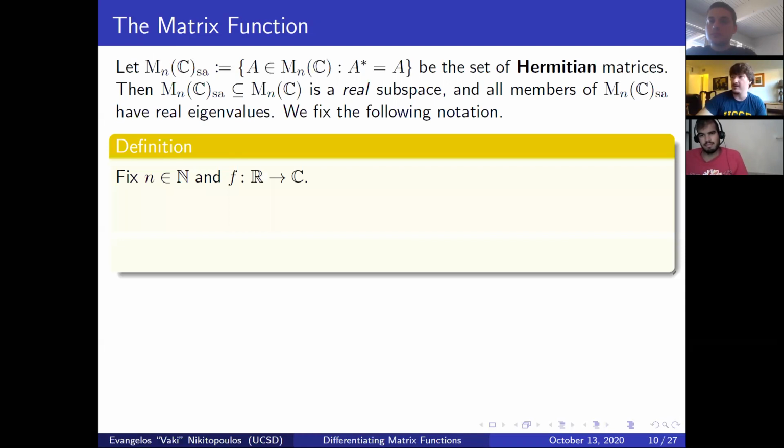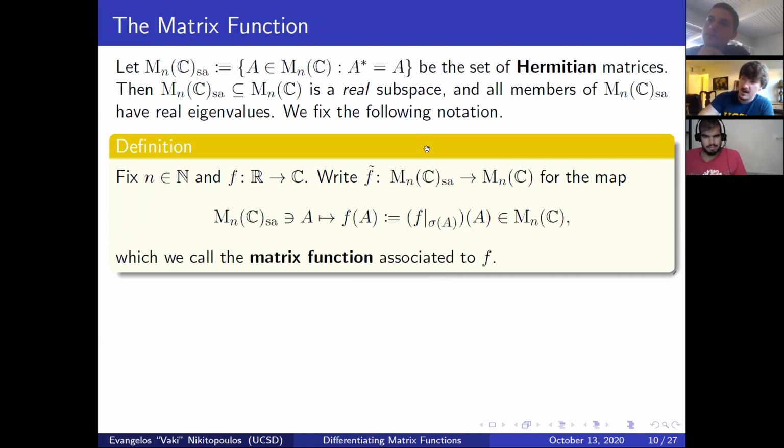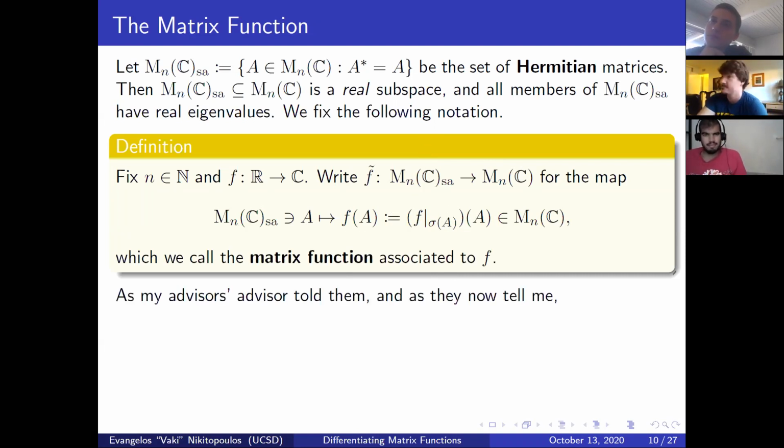Now we're going to fix the following notation. So fix an n and a function f from R to C, and we're going to write f tilde, as I said at the beginning, as the function from Hermitian matrices to n by n matrices that is defined as A maps to f(A), which is just f restricted to the spectrum of A applied to A via functional calculus. And this map I'm going to call the matrix function associated to f.